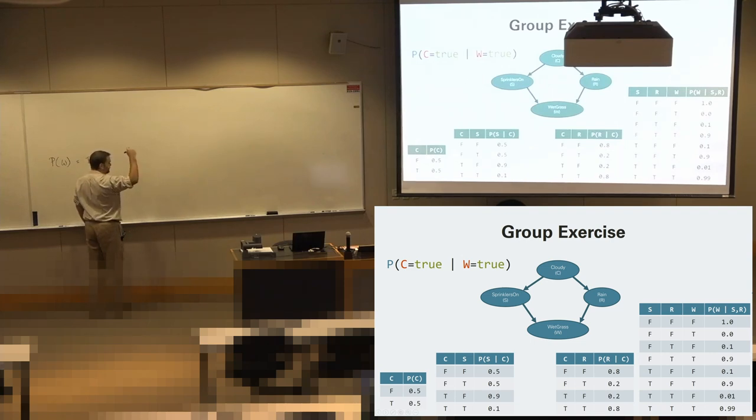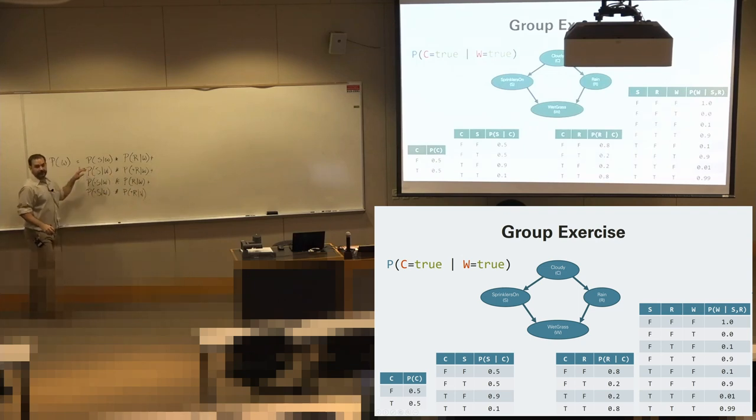the probability of S given W times the probability of R given W, plus the probability of S given W times the probability of not R given W, plus the probability of not S given W times the probability of R given W, plus the probability of not S given W times the probability of not R given W. So again, positive positive, positive negative, negative positive, negative negative, the true-false table formulating here.